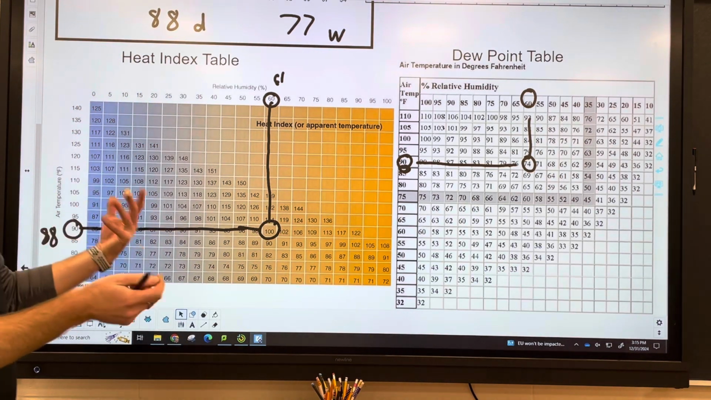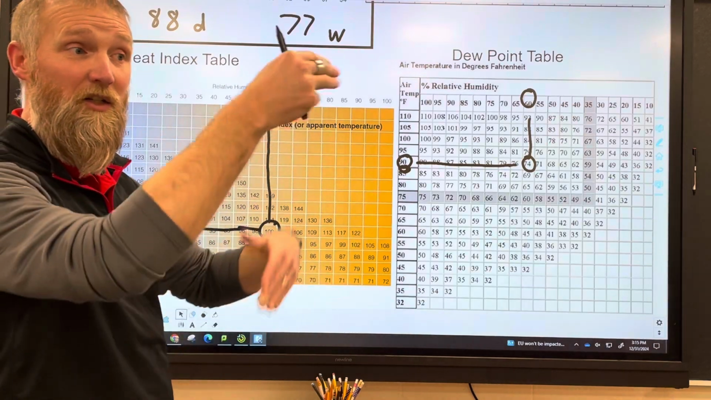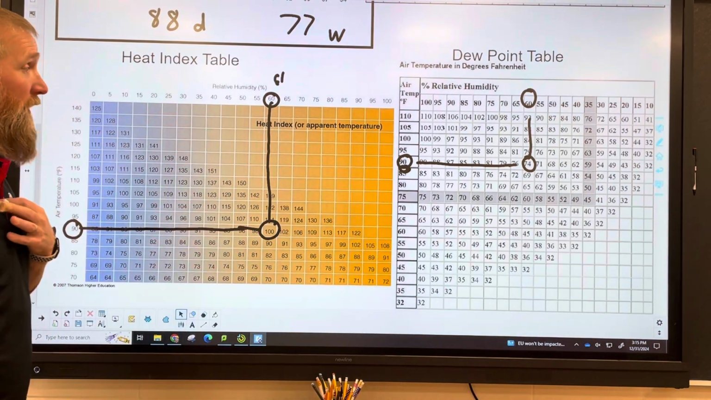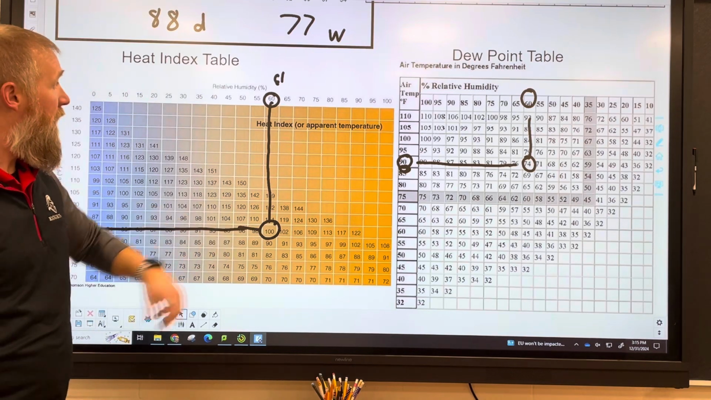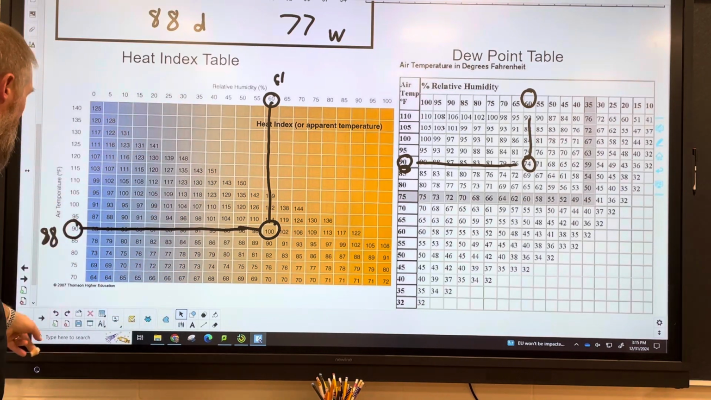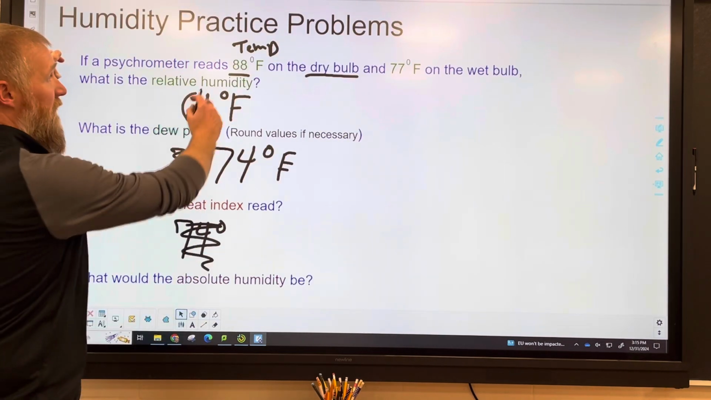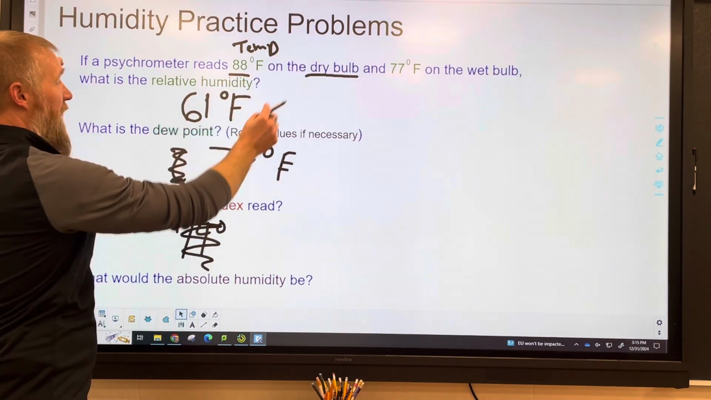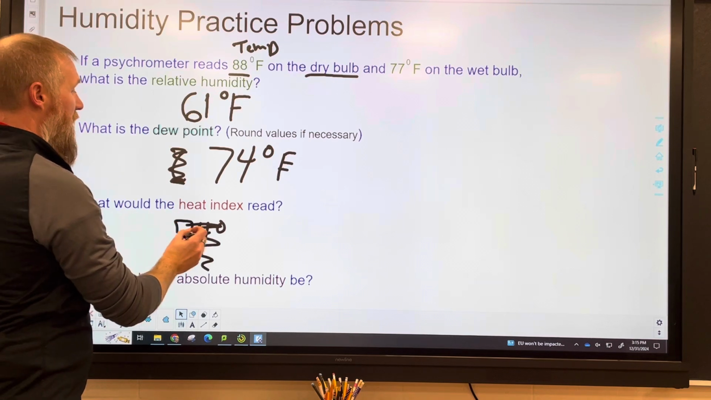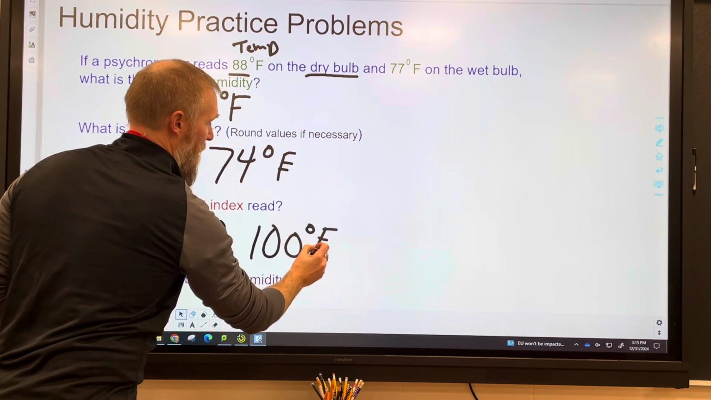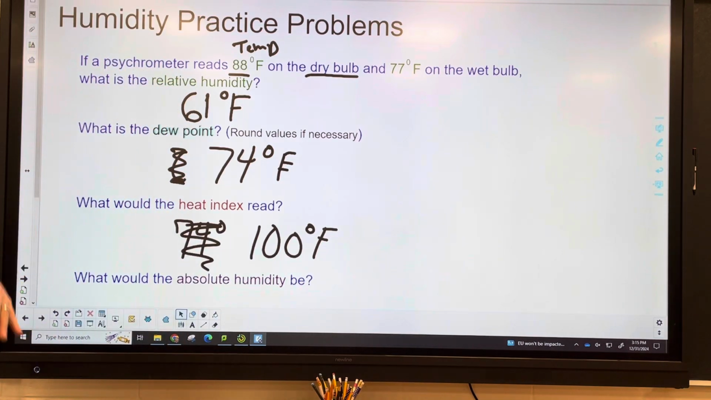So this is another way you can use it. If you have a plastic sheet, you can put this sheet in there, and then you can use a dry erase marker to do this if you don't have index cards. But here we go. 100 degrees would be our heat index, which means that if you went outside on this day, with this air temperature and this relative humidity, it would feel like it was 100 degrees outside.